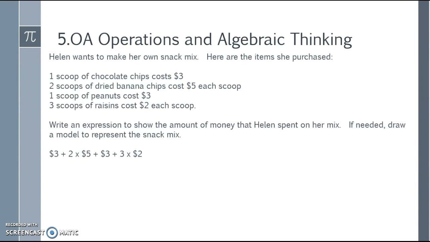We should have 3 plus 2 times $5 for 2 scoops of dried bananas, plus $3, plus 3 times $2, so 3 scoops of $2 raisins. It may be easiest to group them together so we can see the 4 different pieces of the snack mix. So then we can multiply first. So 2 times $5 is $10, and 3 times $2 is $6. Adding them all up, her snack mix costs $23.